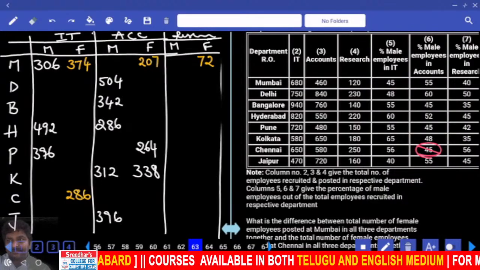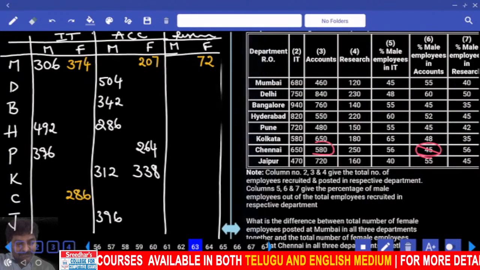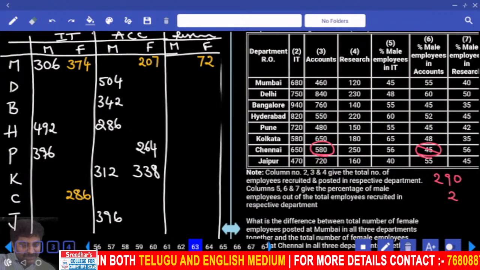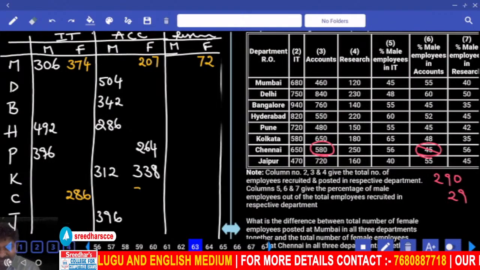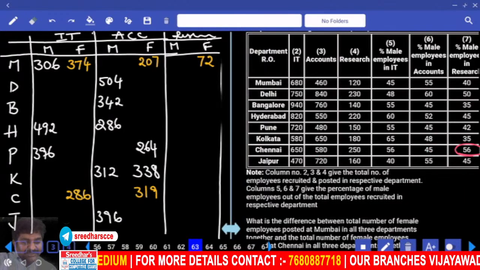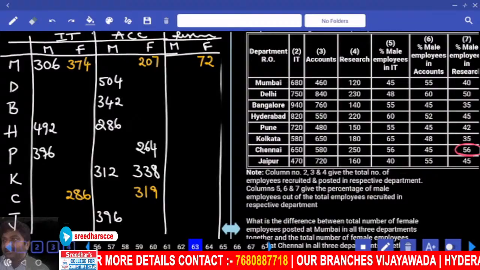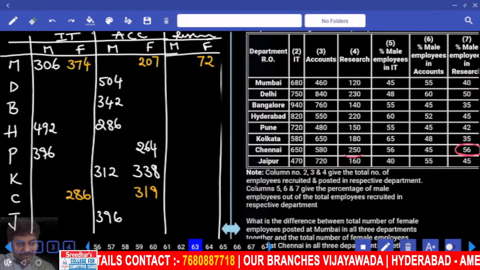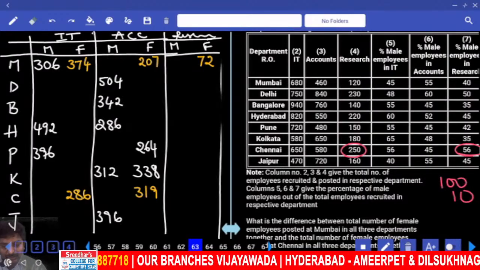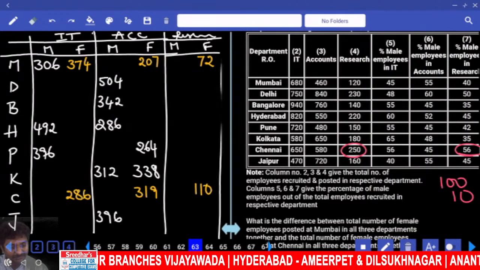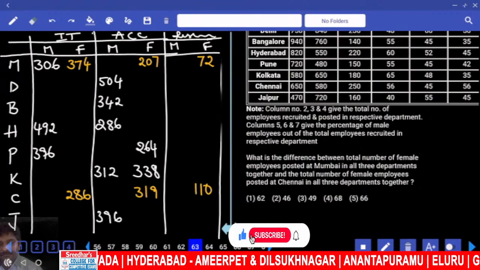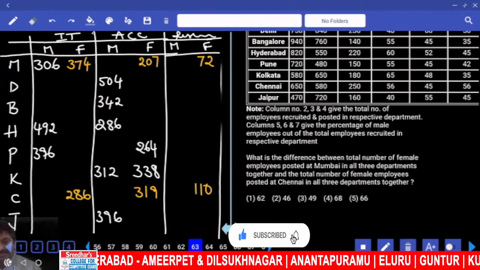45% are male. Female are 55. 50% plus 5%. 50% is 290 plus 29, 319. 56% is here. Remaining 44%. 40% is 100. 4% is 10. Total 110. And we need to calculate female difference. Right? What can we do, it can't be avoided.